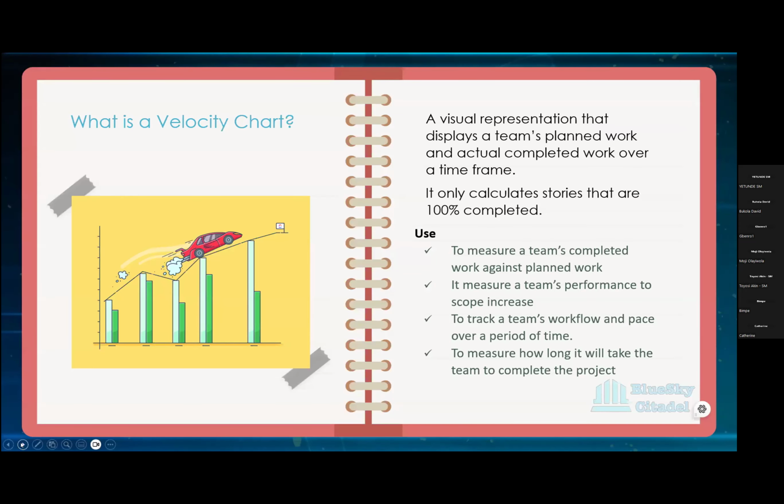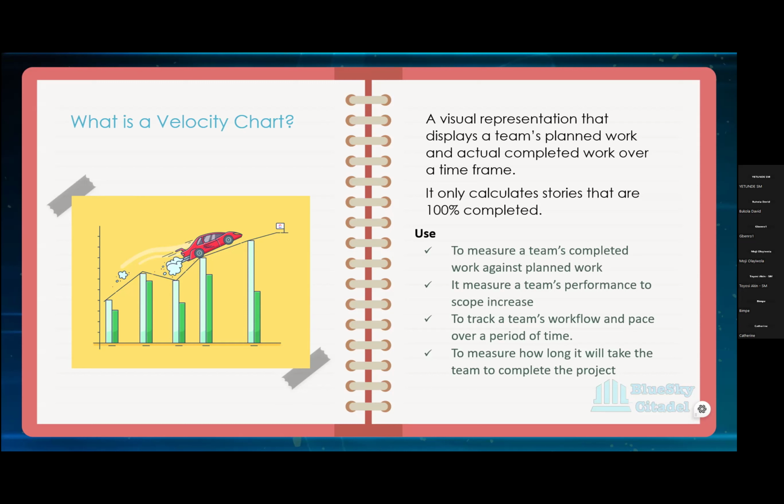Okay, so what is a velocity chart? It's a visual representation, a graphical representation, whatever you want to call it. And it displays a team's planned work and actual completed work over a time frame.